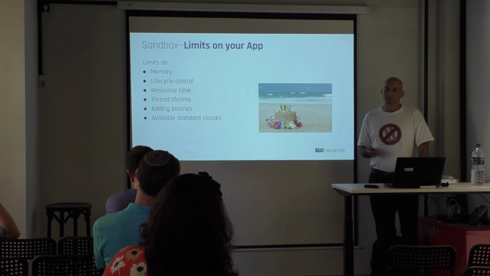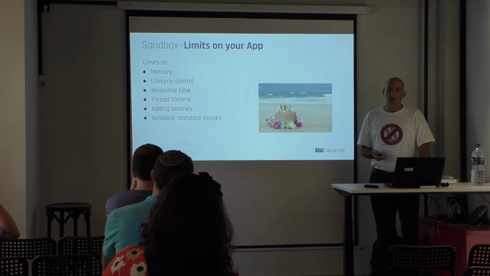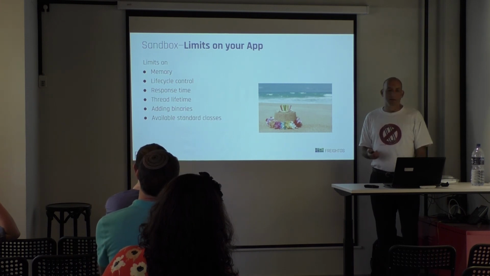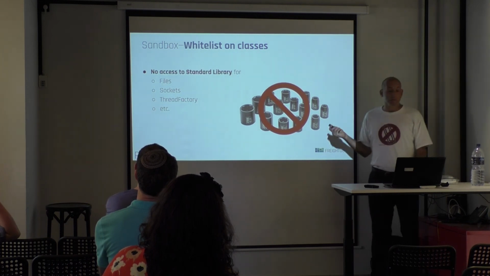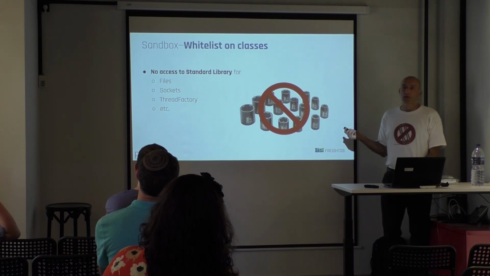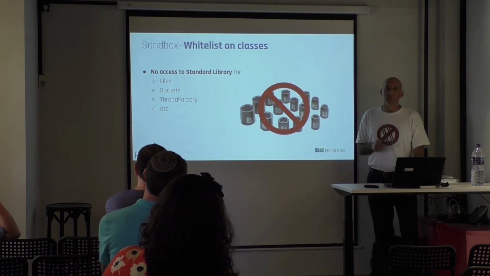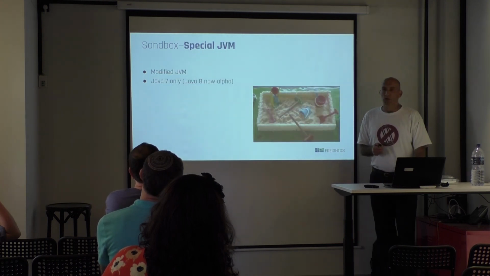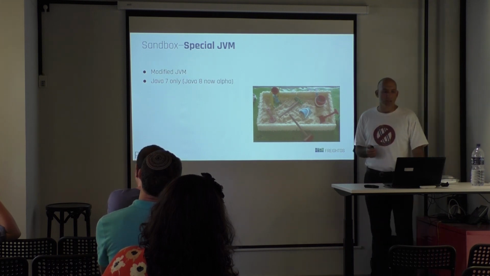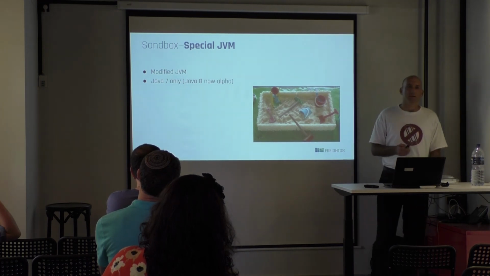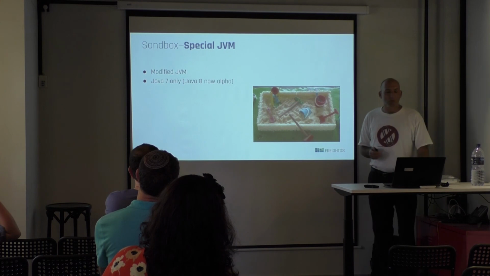You can't run binaries like FFmpeg for image processing. And you can only use some standard Java library classes. In fact, it's not even a blacklist. You are forbidden to use files, sockets, and thread factory, but there's actually a specific whitelist of Java classes you're allowed to use in the standard Google App Engine. In order to do this, they set up a special JVM for you. They actually modified the Java virtual machine, which is why they only support Java 7, even though Java 8 came out in March 2014, 3 years ago. Although they are supporting it now in alpha. They are moving it. Remember what I said about moving fast? They are supporting that in alpha.